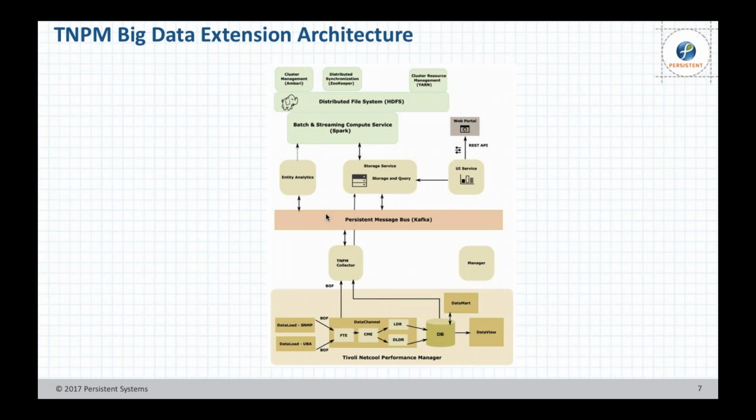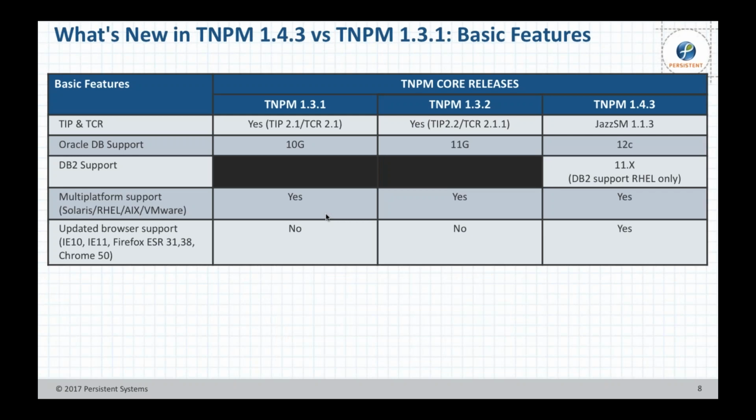Okay, again, this is some very high-level versioning. Basically, on TNPM 1.2, 1.3, and 1.4.3, what are the versions that are supported? What are the Oracle versions that are supported? On the latest version, TNPM 1.4.3, we have Oracle support for 12C, DB2 support for 11X, and of course multi-platform support across Solaris, Red Hat, and AIX, and also supporting virtualization.